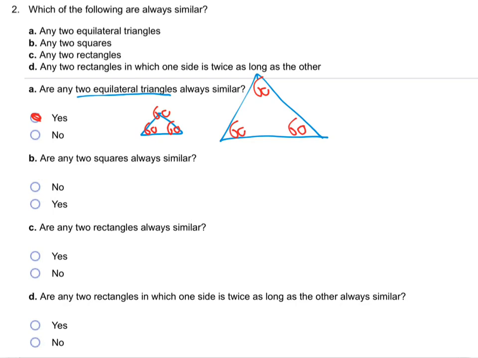How about squares? Next one down here. Are 2 squares always similar? So you take a little square, and then you take a big square. Are those really the same shape? One's just a small version, one's a big version. If you blew up the little one, would it always fit right on the big one? How do we prove it?